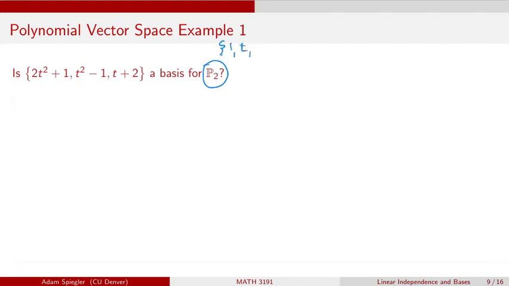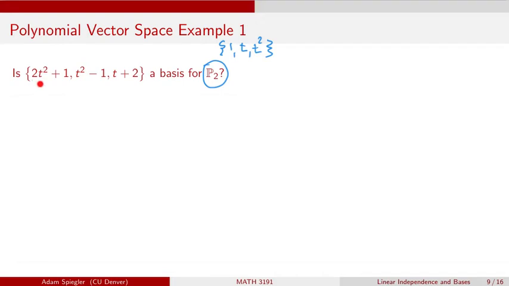Following off of our previous example, we equip this set with the usual operations of addition and scalar multiplication, and a basis for this set would be 1, t, and t squared. This is probably the most natural basis that you might want to consider. So here's a set of three other polynomials in this vector space. 2t squared plus 1, that certainly is a vector in this vector space. Then we have the quadratic vector t squared minus 1, and then the vector t plus 2.